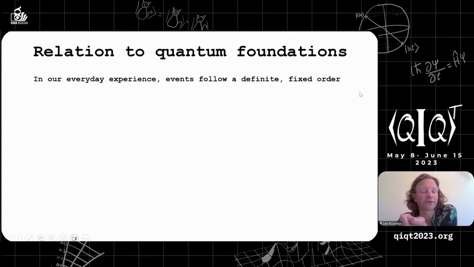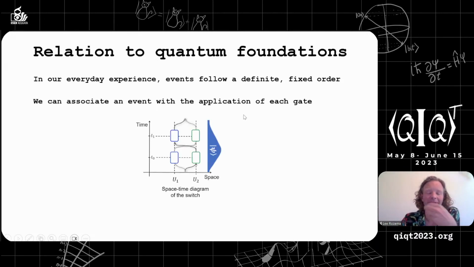these guys are interested in these sorts of processes is that if you think about events in our everyday experience, these events follow a definite fixed order, just like the gates in our quantum circuit. In a way, you never experience a superposition of different orders in your everyday life. So we can also associate an event with the application of each of our quantum gates, and then we can draw a space-time diagram of this situation where we have gate U1 and U2, and then we have the photon traversing U2 and U1.